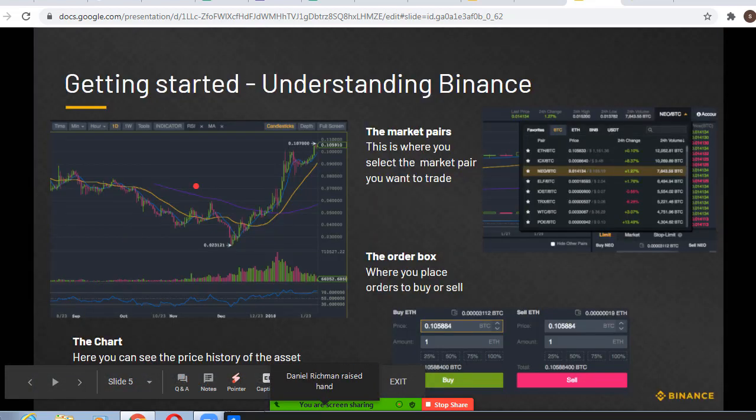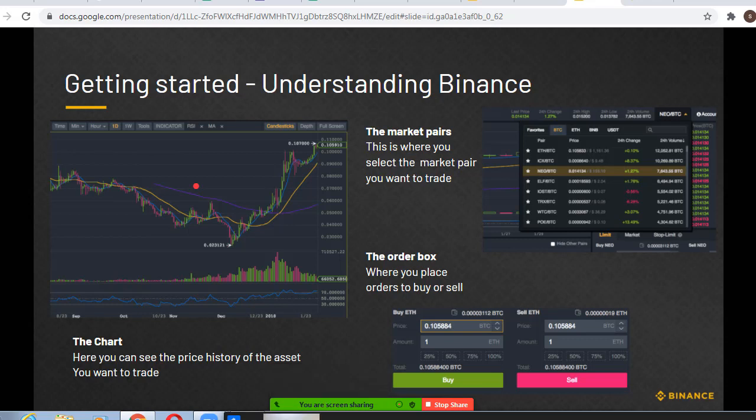So now, the first thing we're going to do in this training is understanding the Binance platform, so that you can actually trade immediately after this meeting, or when you complete your KYC, you can start trading. And I can assure you that Binance has been in existence since 2017, and I've been registered with them and trading with them since then, and they are the best.